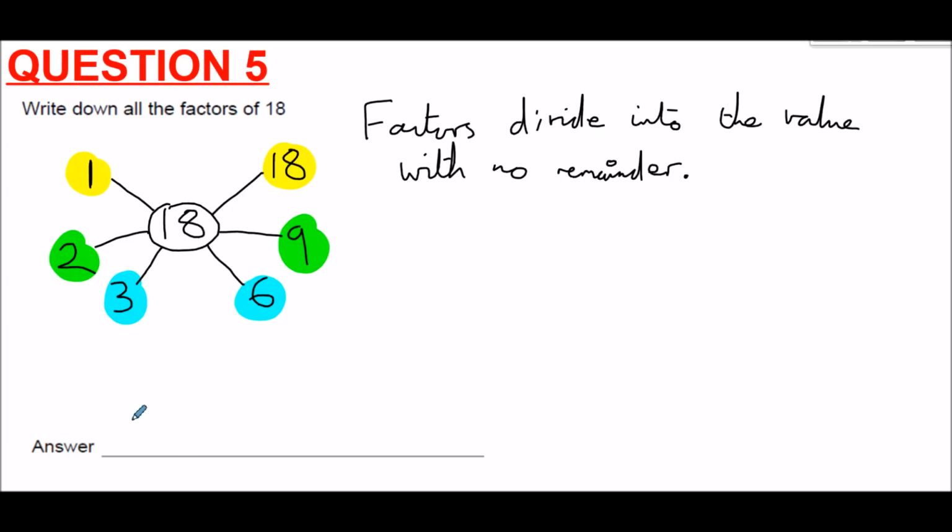So the last thing we need to do is to write these down on our answer line. We have 1, 2, 3, 6, 9, and finally 18. A common mistake is people sometimes forget the number itself is always going to be a factor of itself. And so always include the number itself. The number itself is always a factor of itself and a multiple of itself too.